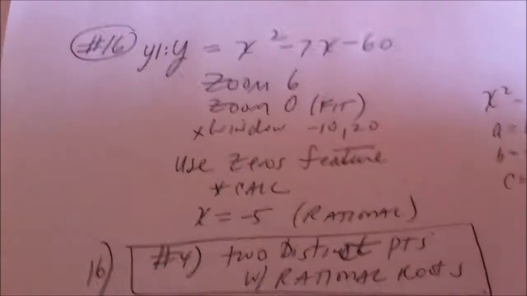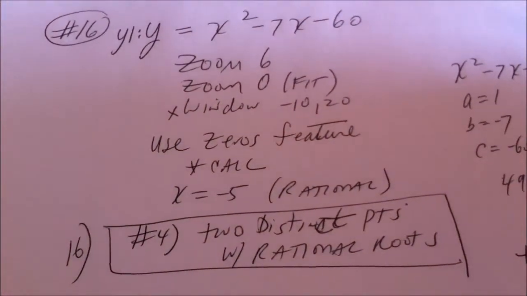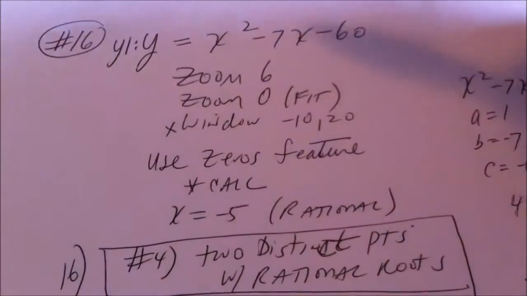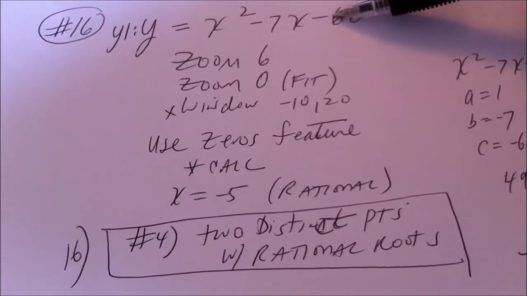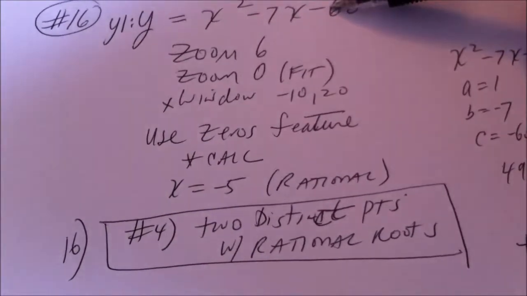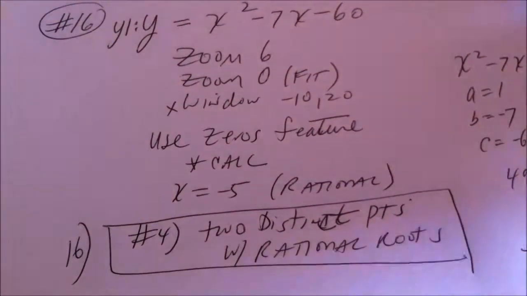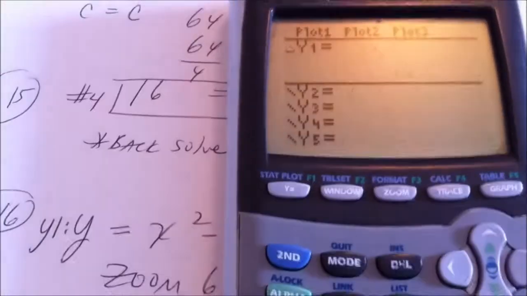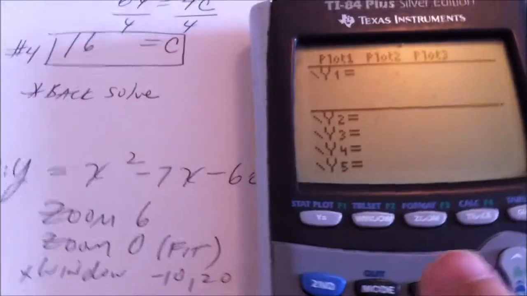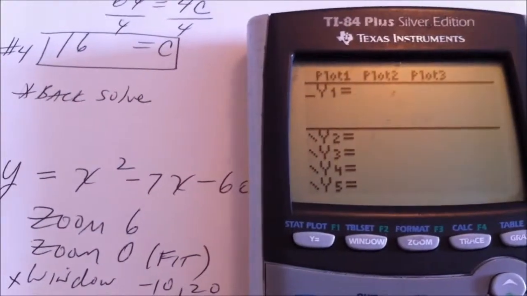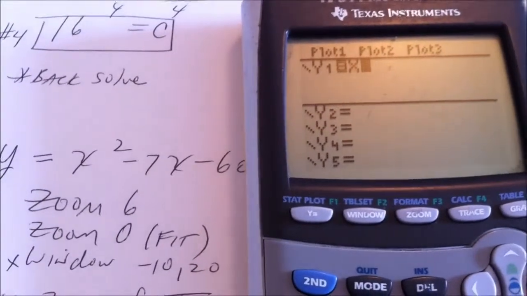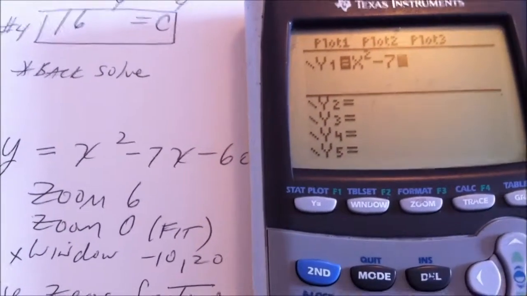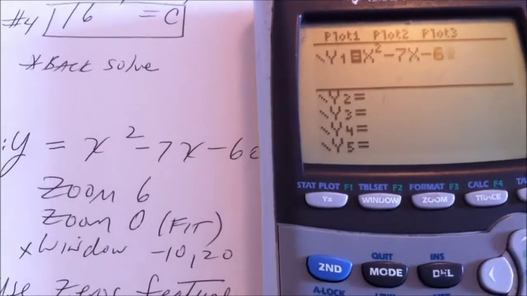Number 16, the answer was choice 4, 2 distinct points with rational roots. We have this quadratic here, and you could have done this algebraically, once again, just like we did before. But I just want to show you something, the zeros feature in the calculator. So I put in y equals x squared minus 7x minus 60.